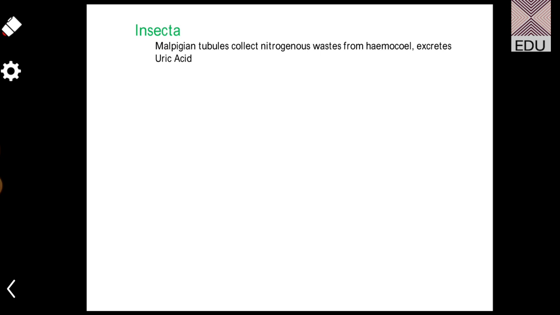What they do is take the nitrogenous waste products from the body and excrete out the urates or uric acid. This is the main function of the Malpighian tubules in insects. They collect these nitrogenous waste products from the hemocoel. In insects, we call blood the hemolymph. So they take all the excretory products from the hemolymph and excrete uric acid.